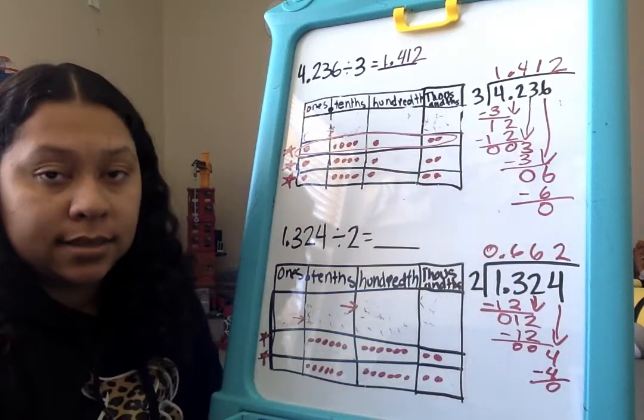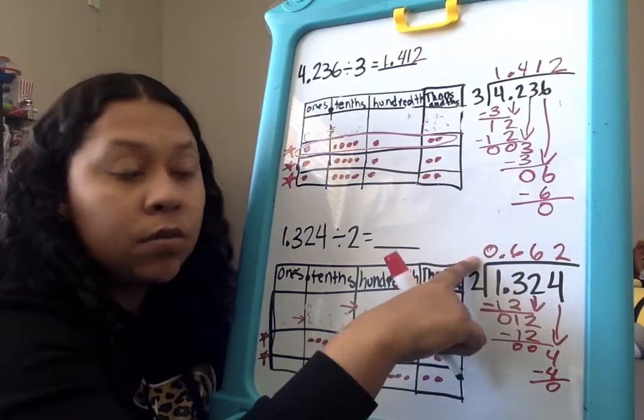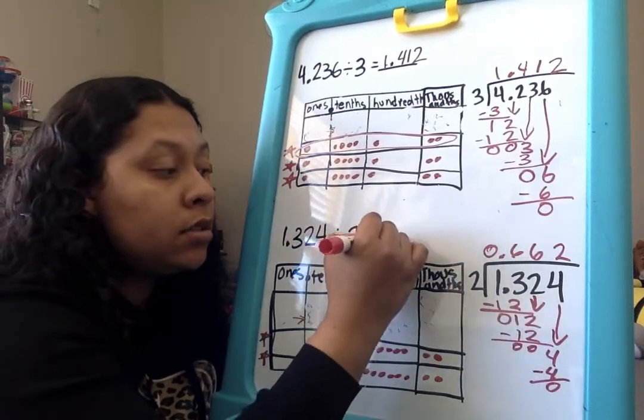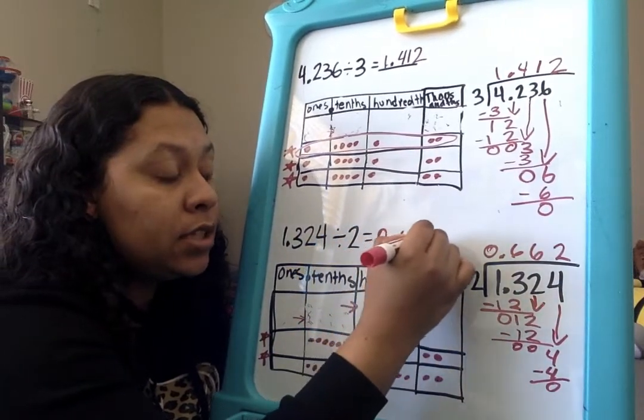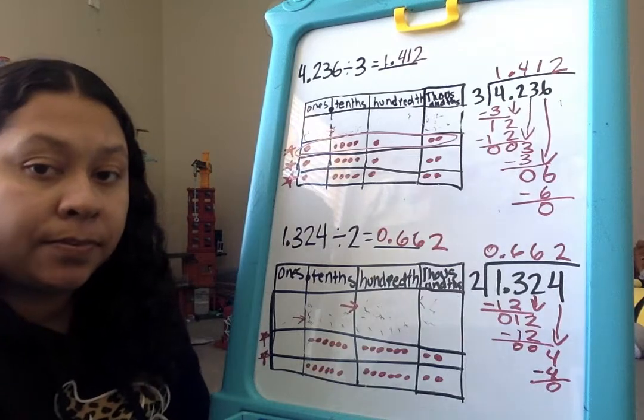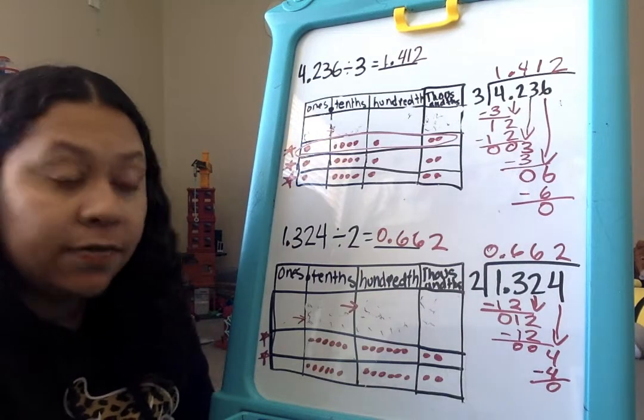So now we have 662 thousandths. So now here's our quotient that we need to plug in here. So 0.662. Okay, that is it for today.